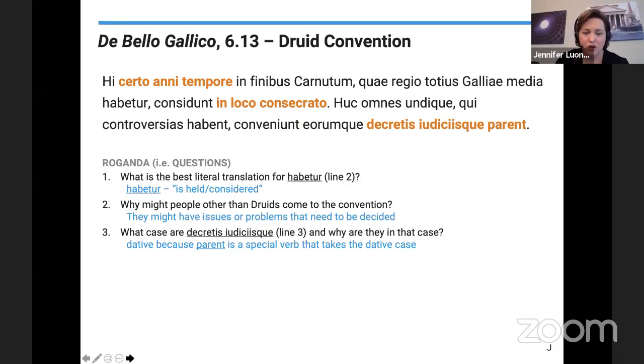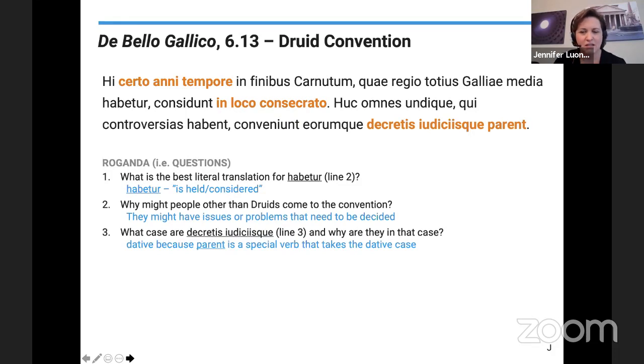And why is that important? Why might people other than Druids come to this convention? It says omnes, all qui, who, controversias habent, who have controversies or issues that need resolved, conveniunt, come together. And then at the very end, we've got this phrase, decretis judiciisque parent. Parent looks like the English word parent, right? And it means they obey. So they obey decretis judiciisque, their decrees and judgments.